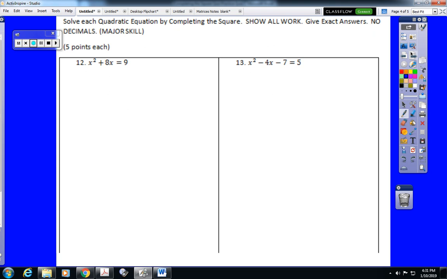So you can't afford to make stupid mistakes. You need to take your time. You need to make sure you're doing the problems correctly. So again, you need to start off by making sure that it's in the form. Okay, your starting form is x squared plus bx equals c. It has to be in that format to start the process, which number 12 already is.